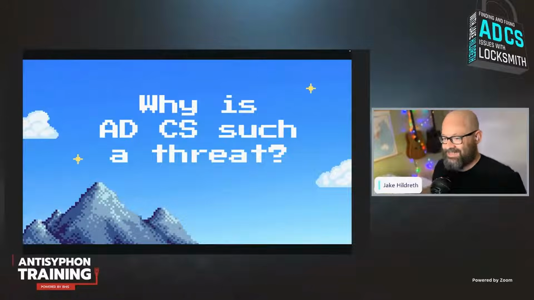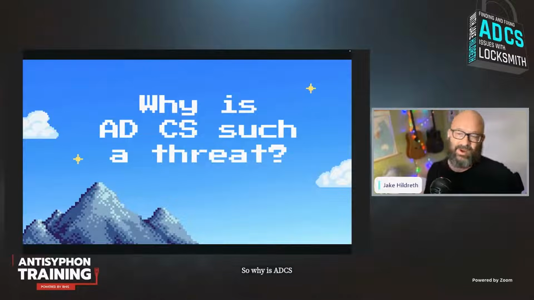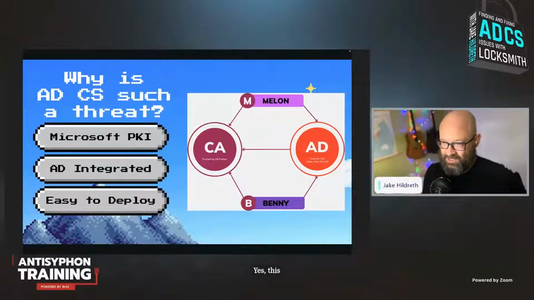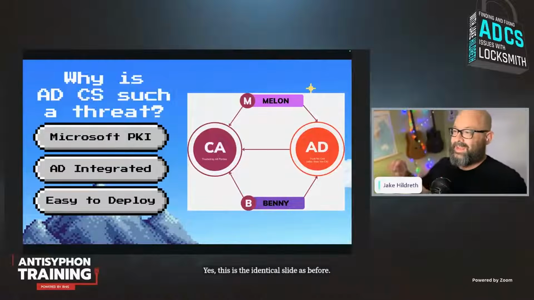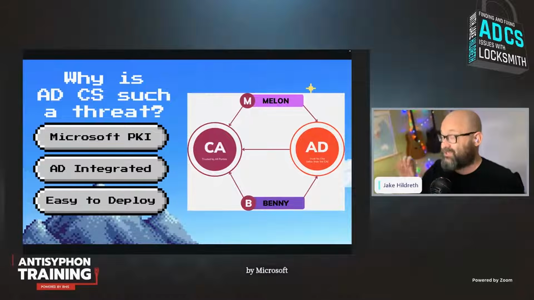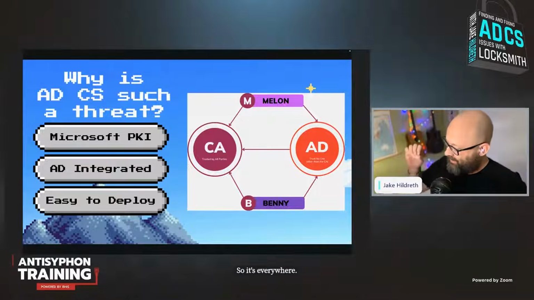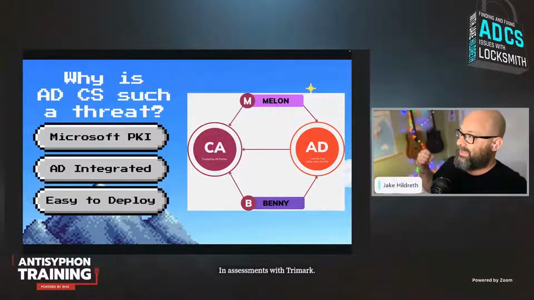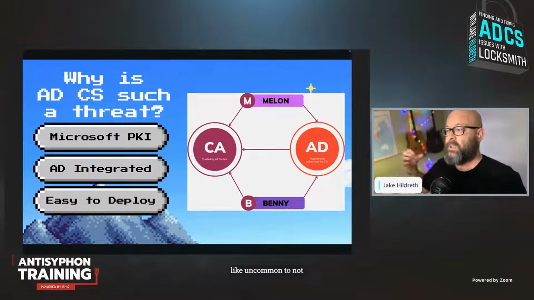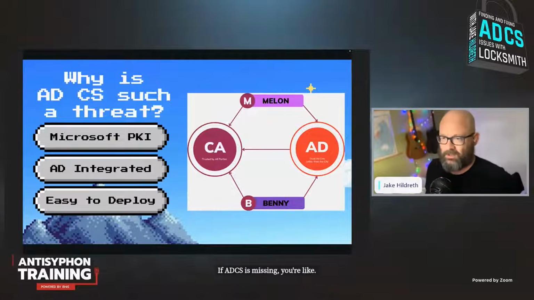So why is ADCS such a threat to the modern identity landscape? Yes, this is the identical slide as before. It's PKI by Microsoft, right? So it's everywhere. In assessments with Trimarc, it is far and away uncommon to not have a forest with ADCS. If ADCS is missing, you're like, huh, that's weird.